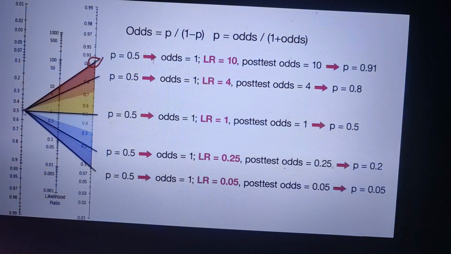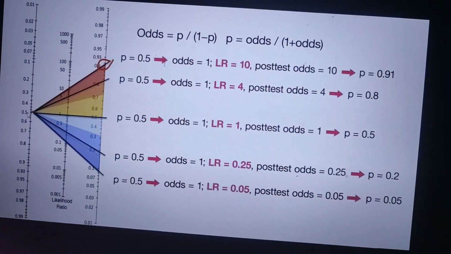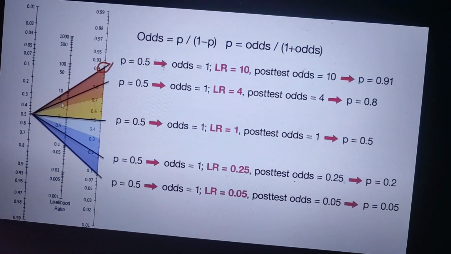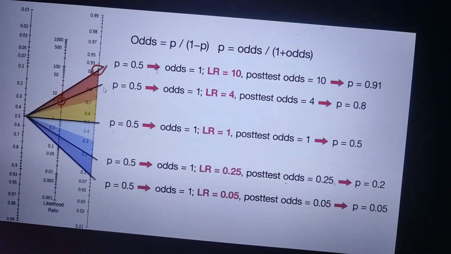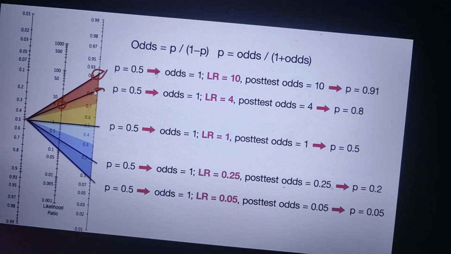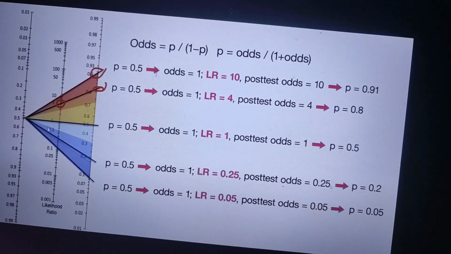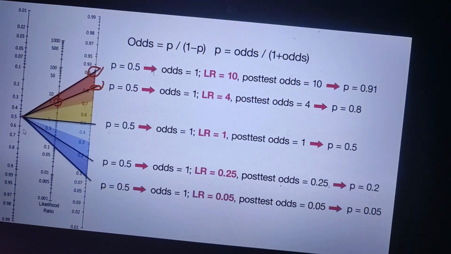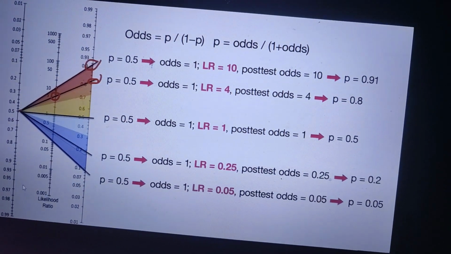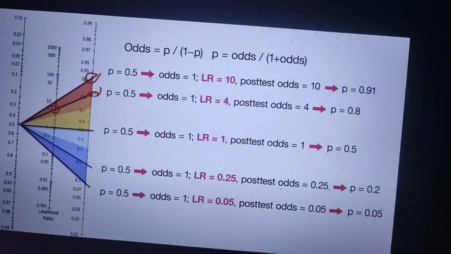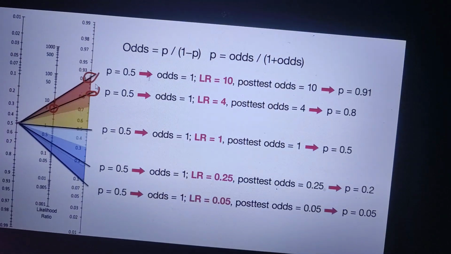If your pre-test probability is 0.5 but your likelihood ratio is 4, then your post-test probability is 0.8. So if you use this nomogram, this chart, then you can directly calculate your post-test probability.